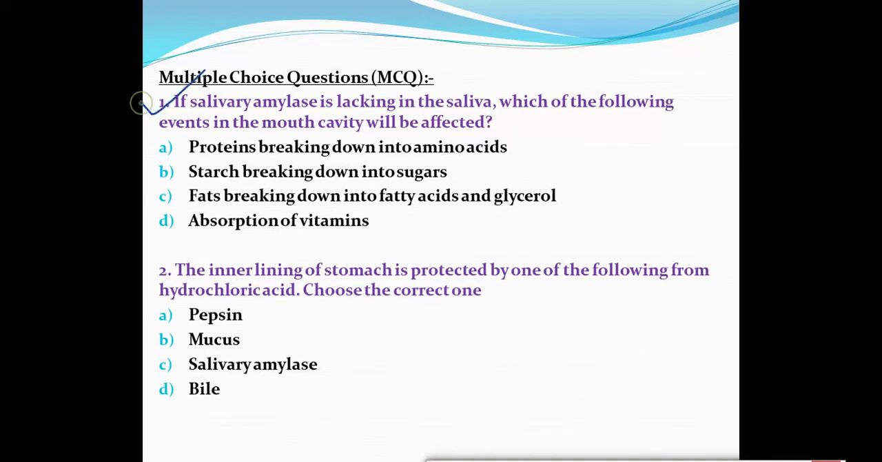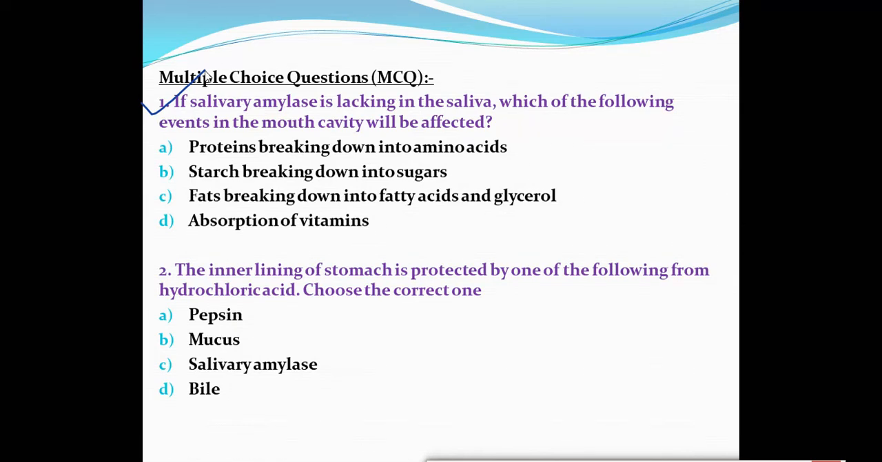If salivary amylase is lacking in saliva, which of the following events in the mouth cavity will be affected? Means, in this question they are asking that if the salivary amylase enzyme is not present in the saliva in our mouth, then which of the following activities will not occur? So let's start with the options.